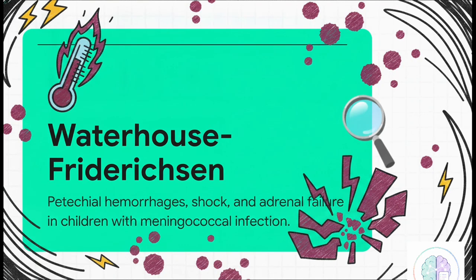Now I want to talk about a literal nightmare scenario: Waterhouse-Friderichsen syndrome. This happens in roughly 10 to 20% of children dealing with a meningococcal infection, usually when it's disseminated. The clinical picture is just incredibly stark. We're talking massive petechial hemorrhages across the skin and mucous membranes, soaring fevers, septic shock, and most terrifyingly, acute adrenal failure, because they are actually hemorrhaging directly into the adrenal glands. Plus, they're often battling DIC at the same time. It's an absolutely critical emergency.